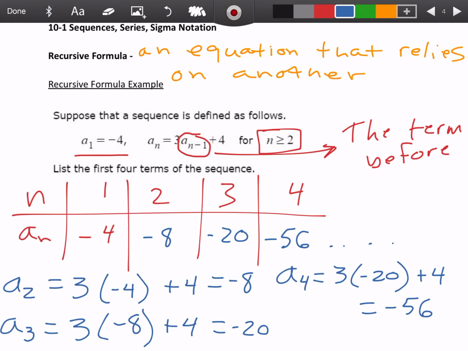So it's a little bit more confusing in terms of what you're plugging in, which is much different than just plugging in the term number. You're plugging in the term value that came before it. So it's relying on the term before it. So this is how sequences can be made in a different way. The downside of a recursive formula is if you wanted to find what the 100th term was, you would need to find the 99th term, and to find the 99th term, you'd need to find the 98th term, and so that brings you back to where we are right now.